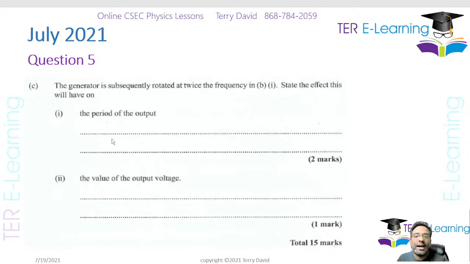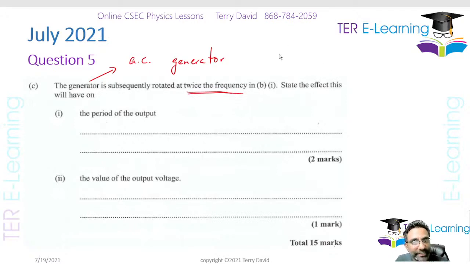The next part: the generator is subsequently rotated at twice the frequency. State the effect it will have on the period and the value of the output voltage. So this is an AC generator we're talking about here. This is not a DC motor. Now, you are rotating at twice the frequency, meaning that you're spinning twice as fast.